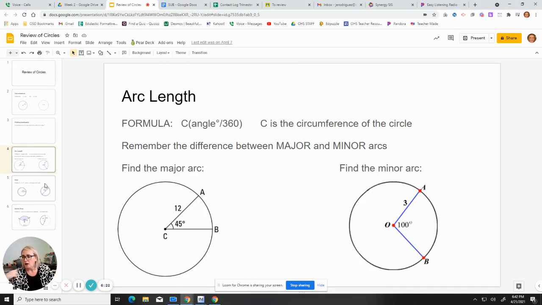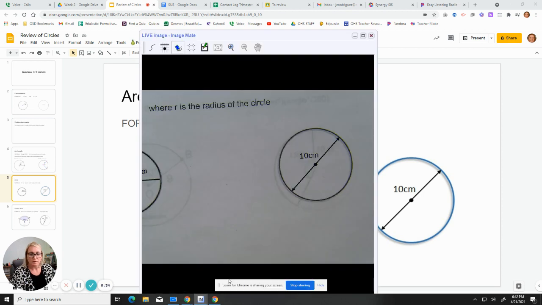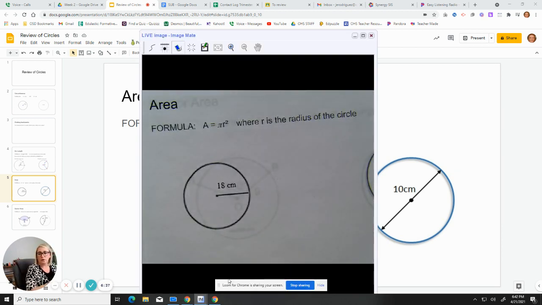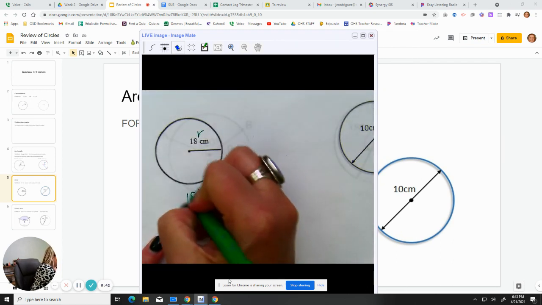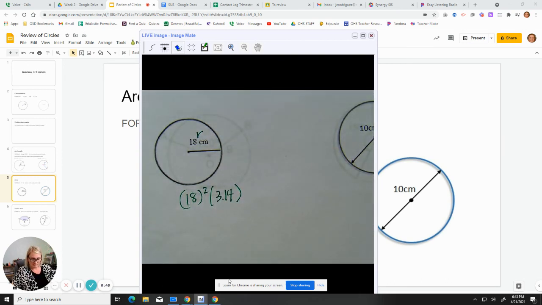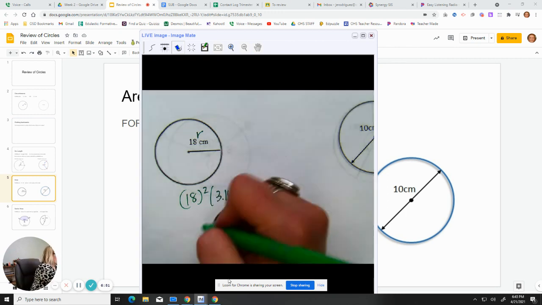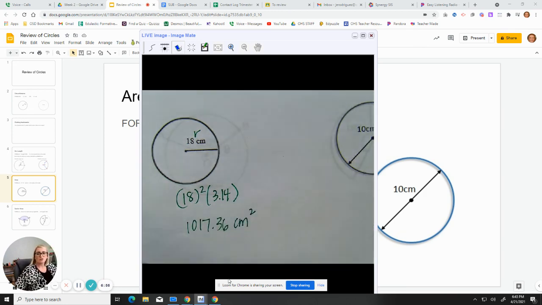Okay. All right, next thing is going to be area. And remember, pi r squared. For area, you have to have a radius. So if you're given a diameter, you have to find the radius first. Okay, in this first one, we are given a radius. So we would say 18 squared times 3.14. And that gives us 1,117.36 centimeters squared.